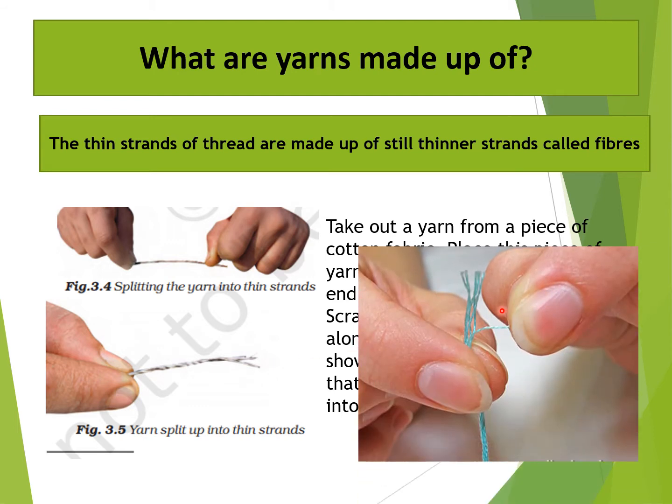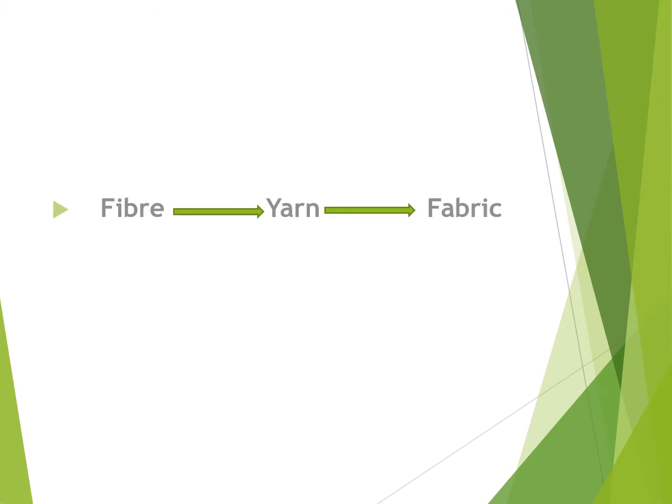You can look at this picture, when you are trying to put a thread inside a needle, sometimes the thread splits up into still thinner threads. So these are known as fibers. So now we can say that a fabric is made up of yarns arranged together and yarn is further made up of various fibers. Understand?